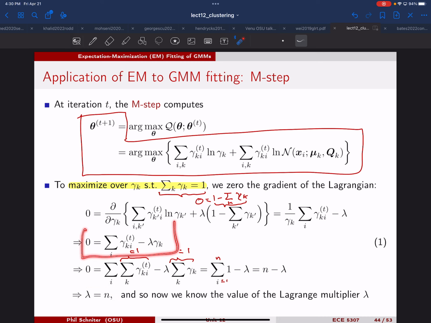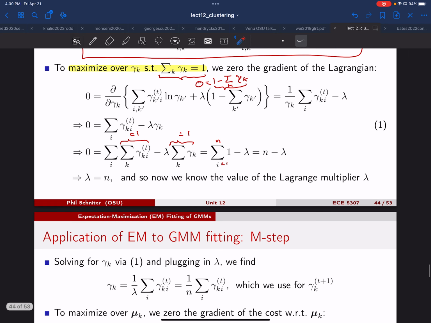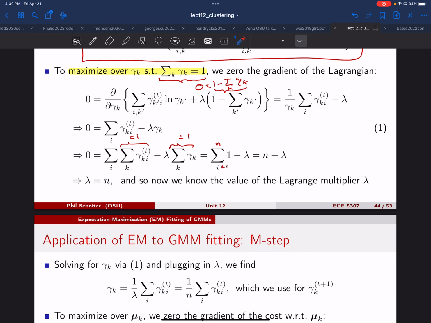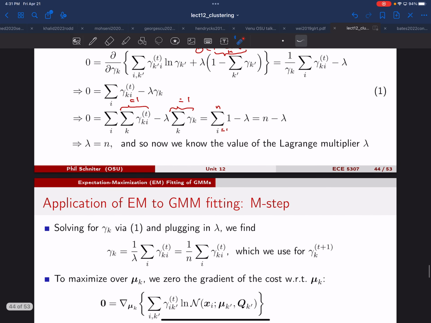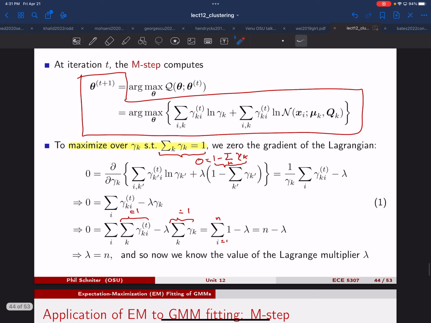We can plug that into here. I can move this to the other side and divide both sides by lambda, and I get this. Now I plug in lambda equals n, and I can see that gamma k takes on this value. So I figured out how to optimize my gamma k's. So we're done with that. Okay, is everybody good with that derivation?